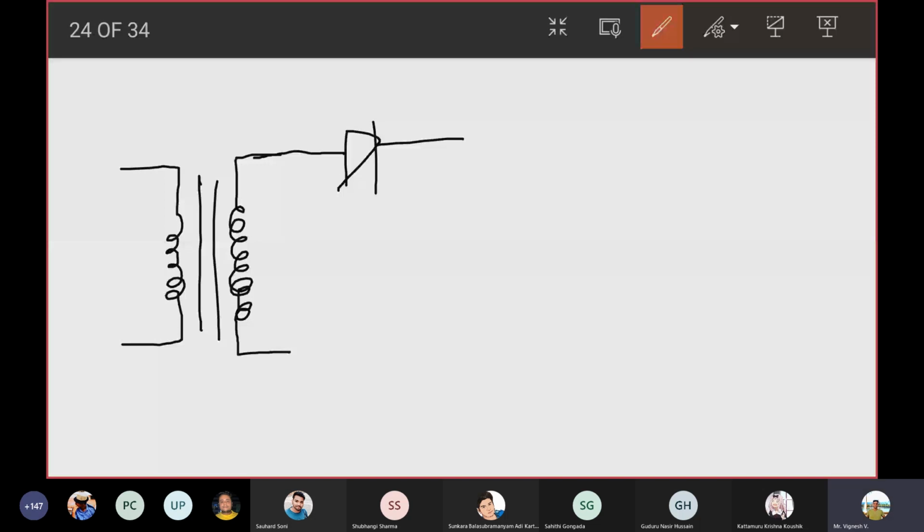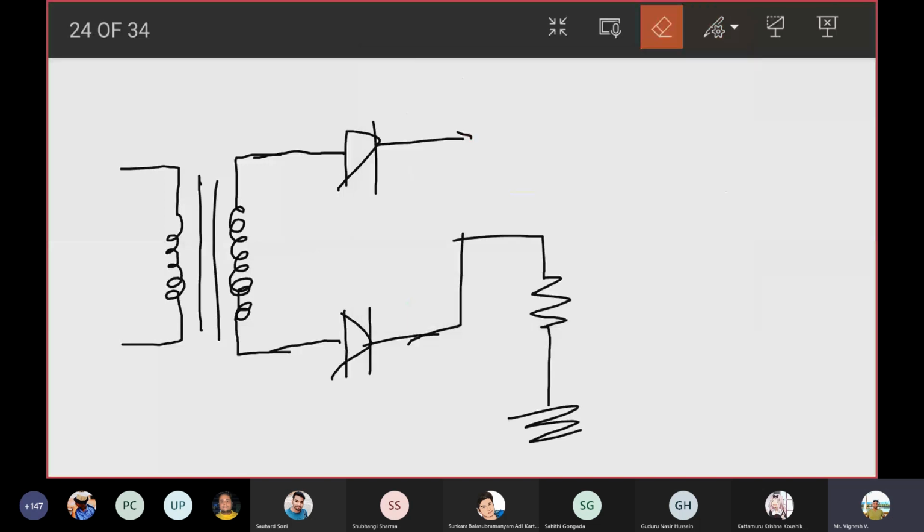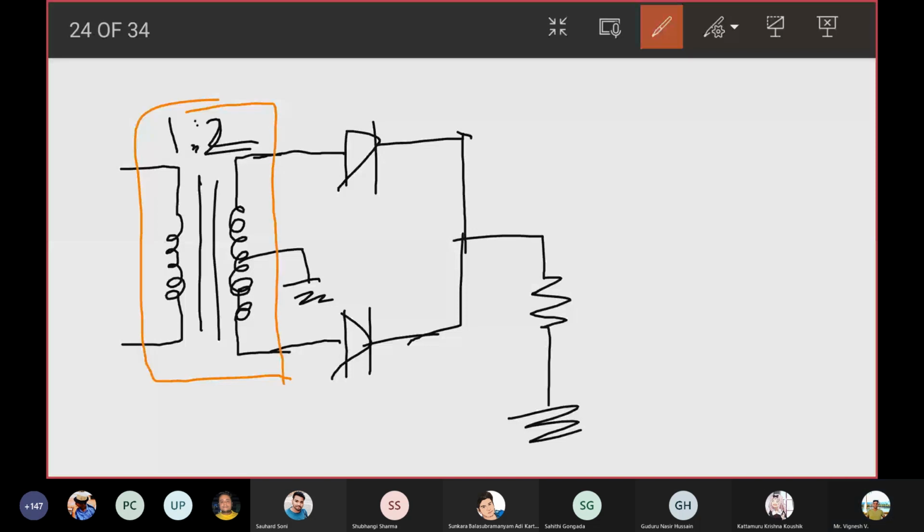Please copy this down. Write the heading as full wave rectifier. Sorry, this is incorrect. Write the heading as full wave rectifier and copy this circuit down. Have you seen this orange block before? What is that? Transformer. Okay.